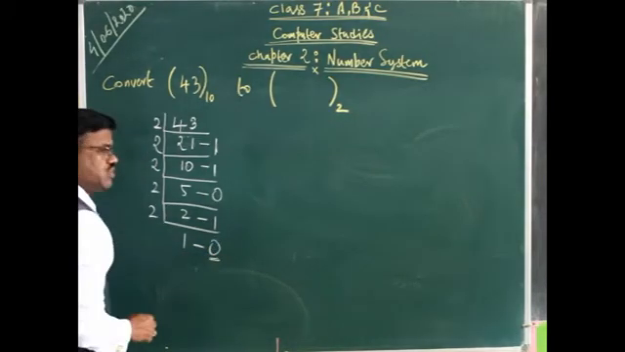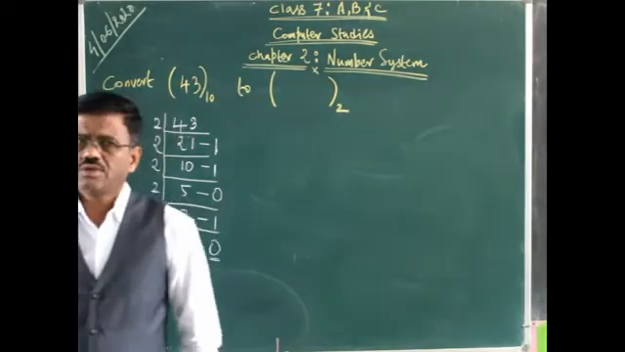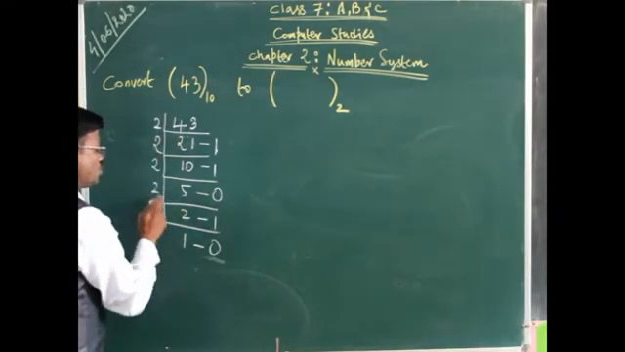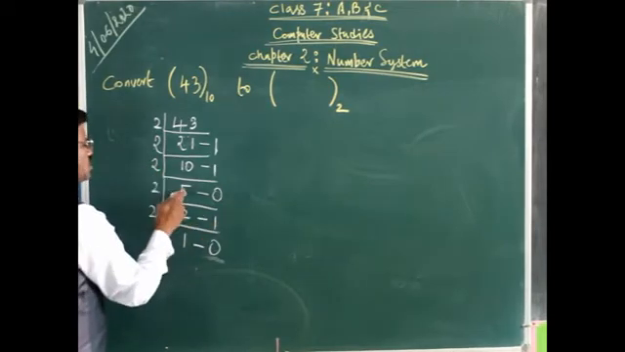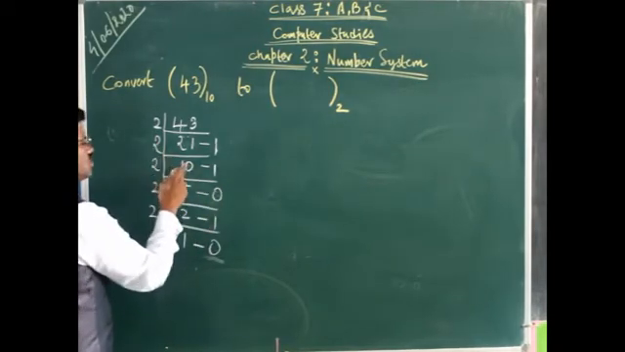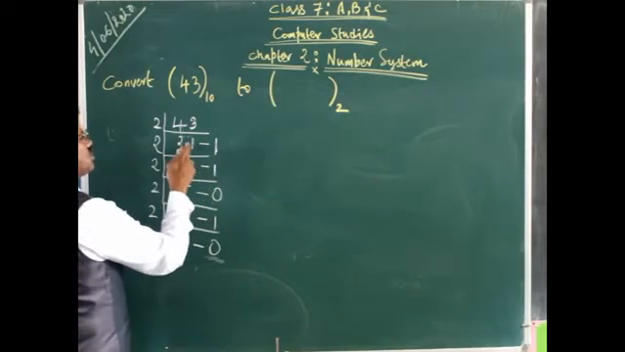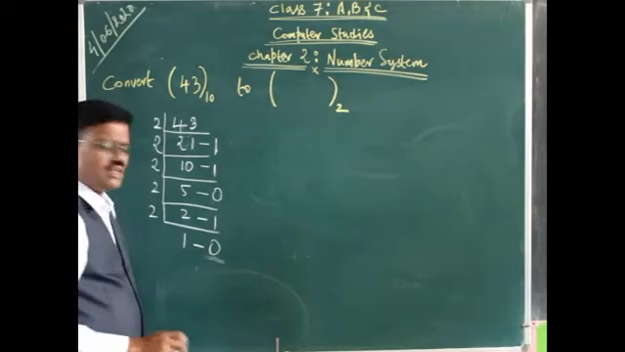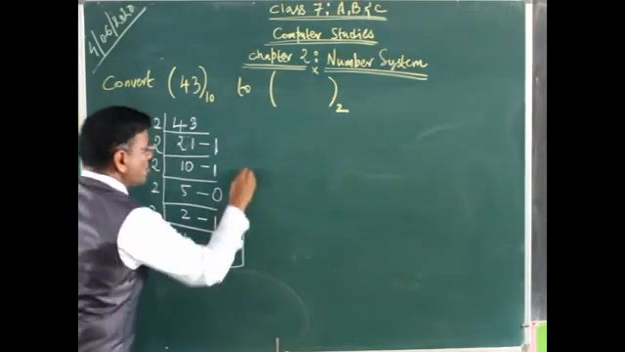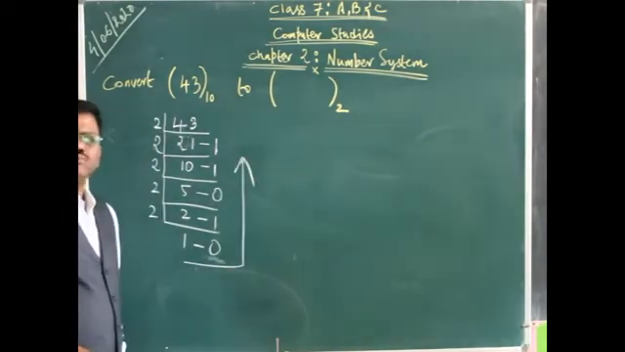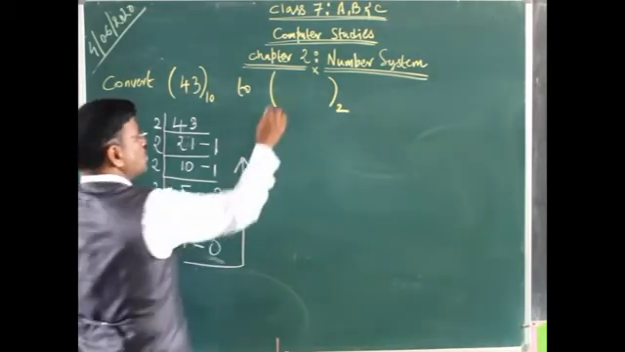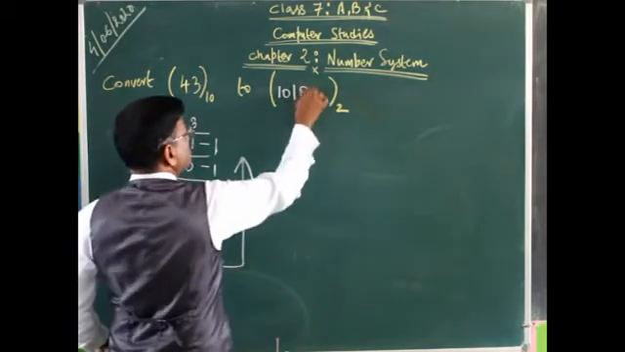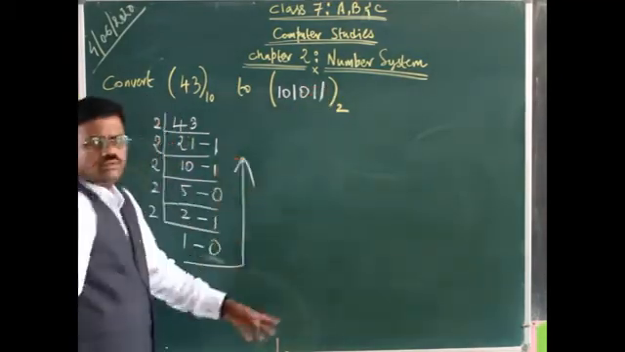This is where most of the students make a mistake. 2 1s are 2, 2 plus 0 is 2. 2 2s are 4, 4 plus 1 is 5. 5 2s are 10, 10 plus 0 is 10. 2 10s are 20, 20 plus 1 is 21. 21 into 2 is 42, 42 plus 1 is 43. Take the answer from bottom to top. Bottom to top: 101011. That's all.